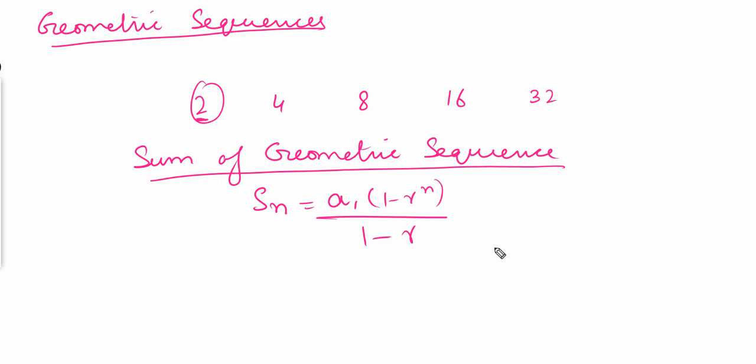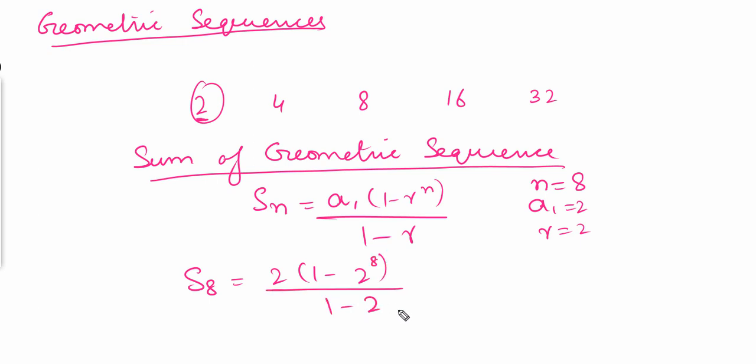So let's find the sum of the first 8 terms. For that purpose, my n equals 8 because I want the sum of the first 8 terms, and my first term is 2, the common ratio is 2 as well. So I'll insert these values into this formula and let's see what I get. So S of 8 will be equal to 2 times 1 minus 2 to the power of 8, whole divided by 1 minus 2. So let's work it out.